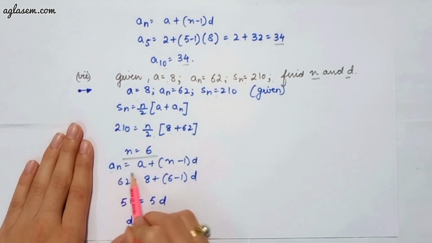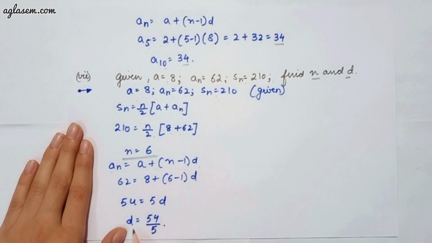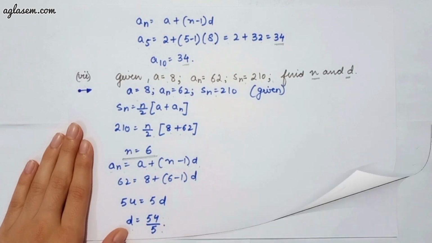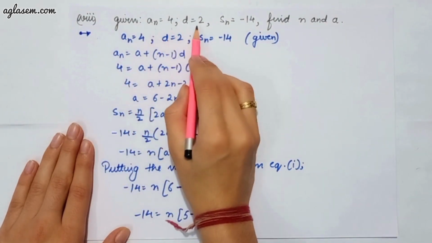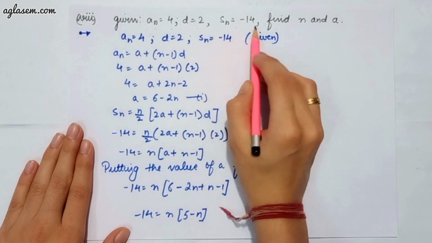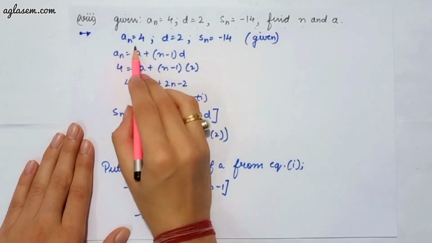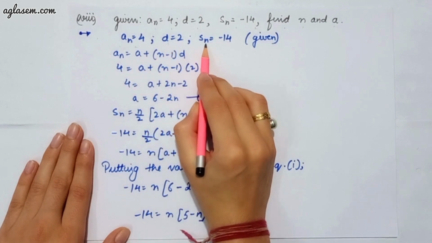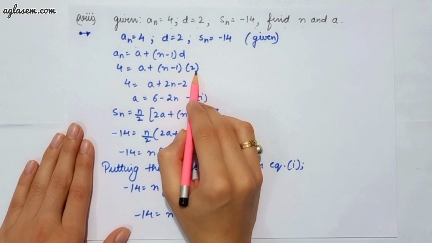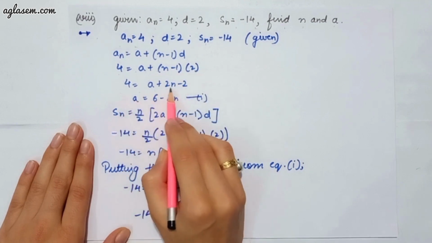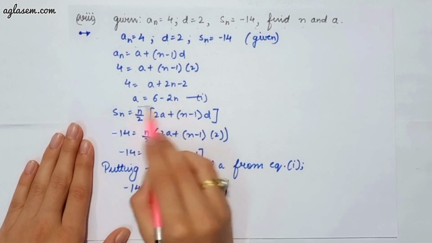And An is equal to A plus (n minus 1) into D. So applying the values, we will get D as 54 upon 5. Eighth part says given, that is An is equal to 4, D is equal to 2, Sn is equal to minus 14. And we have to find n and A. So An is given and D is given and Sn is given. So 4 is equal to A plus (n minus 1) into D, that is 2. So 4 is equal to A plus 2n minus 2, so A is 6 minus 2n. So this is our first equation.